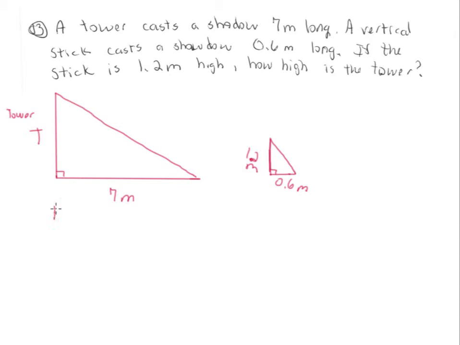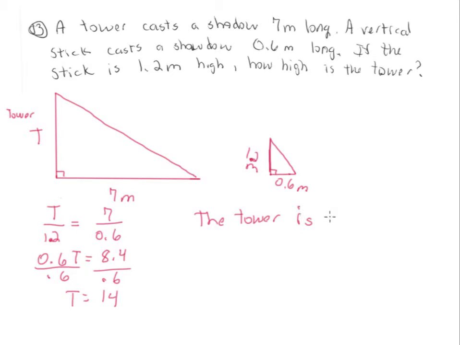And so I'm going to set up this proportion just like we've been doing. Cross multiply. End up with t is equal to 14. So I need to translate that, since this is a word problem, into a sentence. So I can say the tower is 14 meters high.